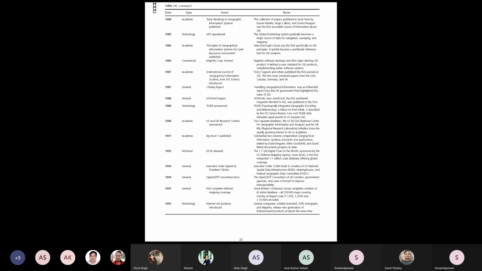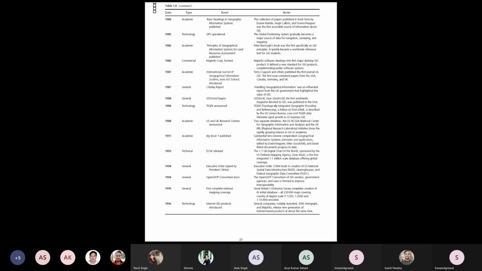Then, in the year 1985, GPS became operational, which is again a major milestone in the development of GIS. Nowadays, with the help of GPS receivers, we are able to collect the location of any place. It is easy to collect the data. It is easy to click geotagged images nowadays because we have inbuilt GPS in our smartphones also. In the year 1985, GPS became operational.